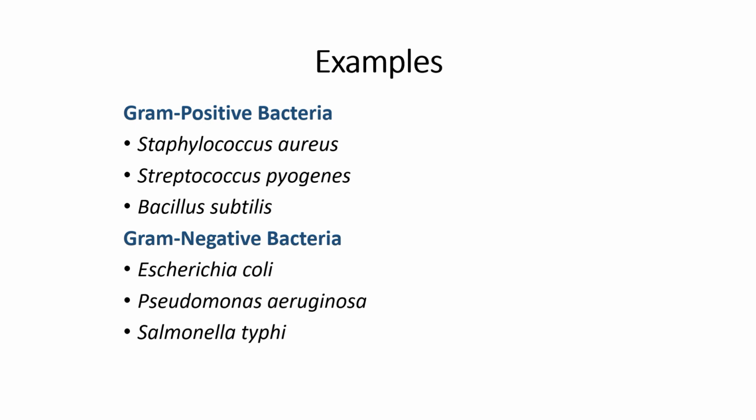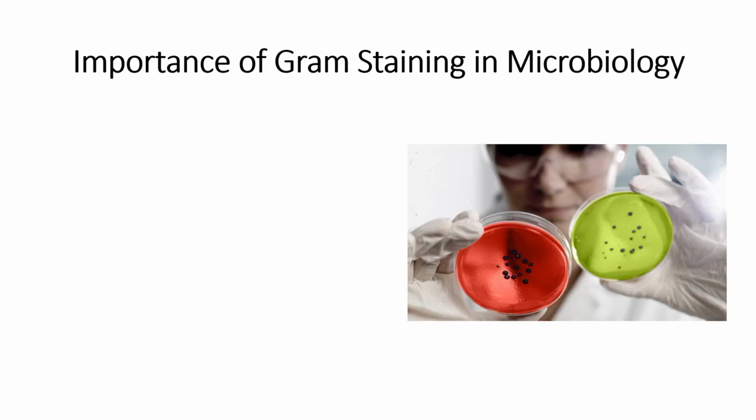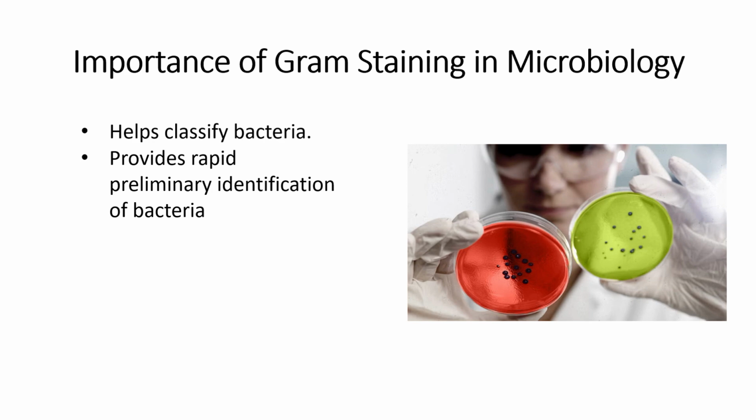Now that we understand the mechanism, let's see why gram staining is so important in microbiology. See, gram staining is one of the most frequently performed techniques in microbiology because it provides valuable information within a very short time. At first, it helps in the primary classification of bacteria into gram-positive or gram-negative groups. Second, it provides rapid preliminary identification, like when a clinical sample reaches the laboratory. Gram staining can give an early indication of the type of bacteria present even before the culture results are available.